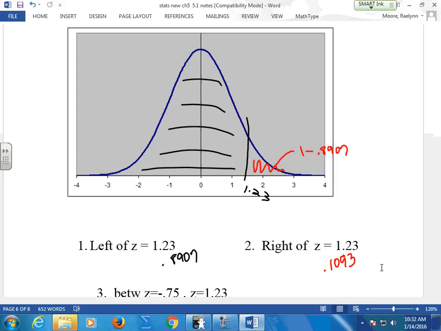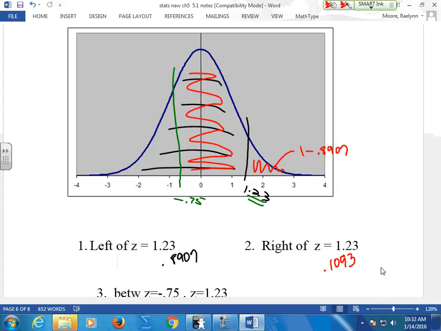Now, second is, I want to find the area between this guy and negative 0.75. Between what two whole numbers on the bottom do I find negative 0.75? 0 and 1, probably a little closer to the negative 1, right? Now, just watch up here 1 second. Watch what happens when we do an in-between. I want the area in between here, right? Don't I want the area in between there?